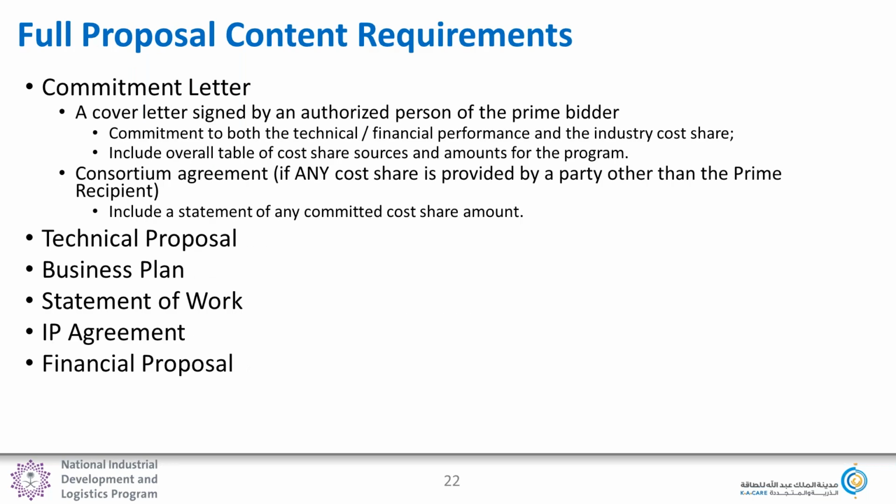The full proposal content requirements. This is different from what you're used to bidding on if you've bid on Saudi government programs before, because this is cost sharing. There are certain things that are required. We require a cover letter from the bidder, from a person who has contractual authority, committing to your cost share. And if the cost share is coming from anyone other than the prime bidder, you also have to submit a consortium agreement that has been signed by all of the cost sharing members of the consortium.